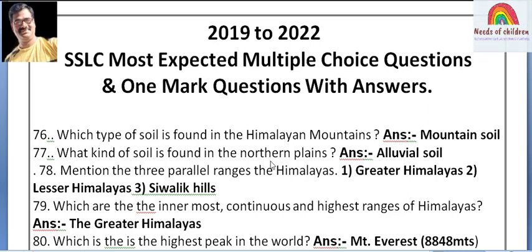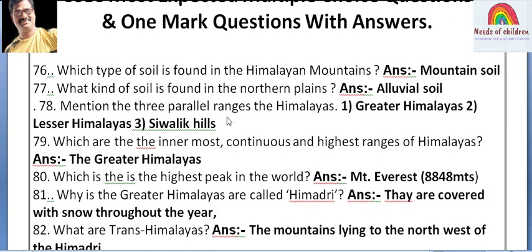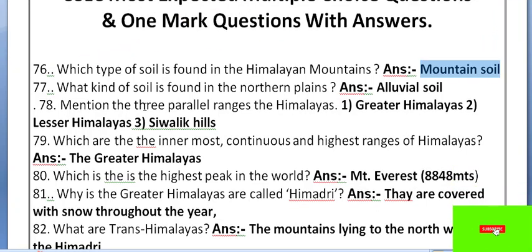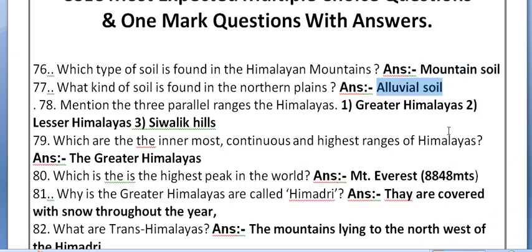So here is the 76th question. Which type of soil is found in Himalayan mountains? The answer is mountain soil. And the next, what kind of soil is found in the northern plains? The answer is alluvial soil.